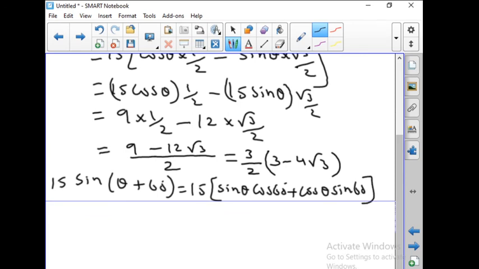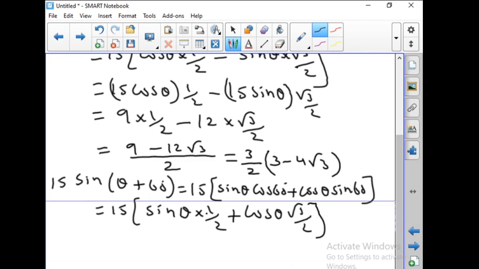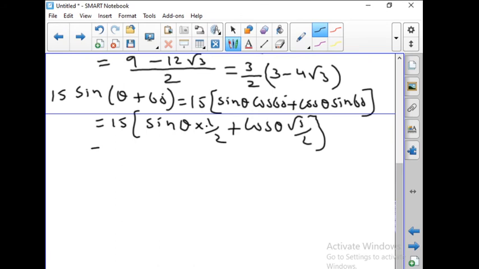So it is equal to, what we get? It is equal to 15 into sine theta, cos 60 is 1 by 2, plus cos theta, sine 60 is root 3 by 2. So it is equal to again 15 sine theta into 1 by 2 plus 15 cos theta into root 3 by 2.